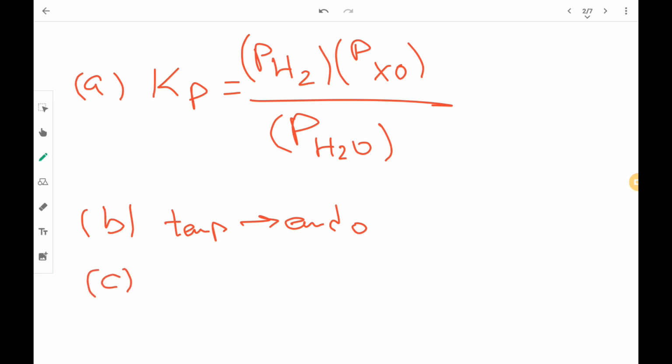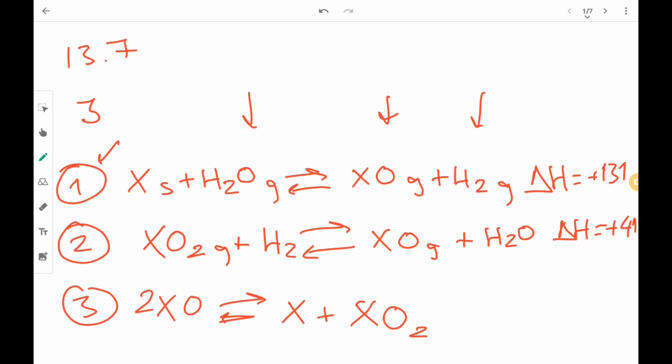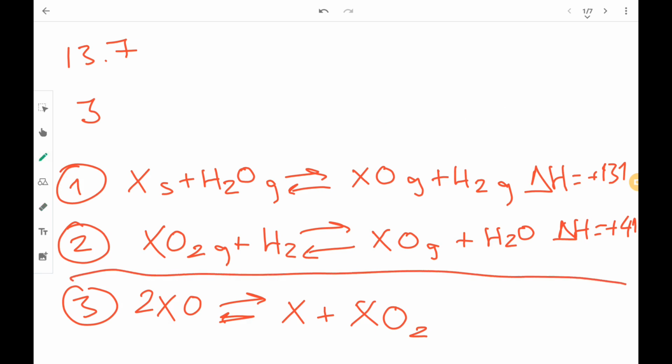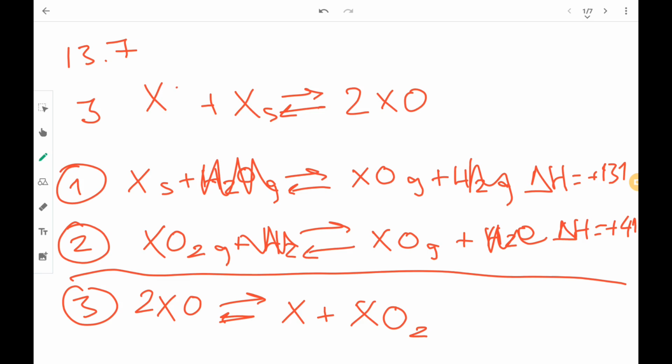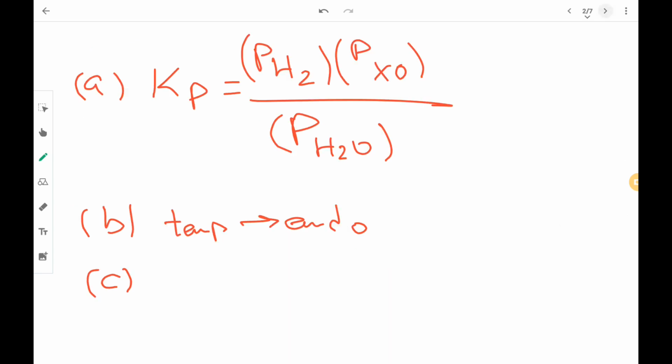Now for part C, they want to calculate the delta H for reaction 3, and to get reaction 3 they added up the first two and reversed it. So adding them up, H2O cancels, H2 also cancels, you will get 2 XO, X and XO2. So in this step you add up the delta H's, you get 172. And then they also reversed it, so you put the minus sign. So for part C, delta H is minus 172.